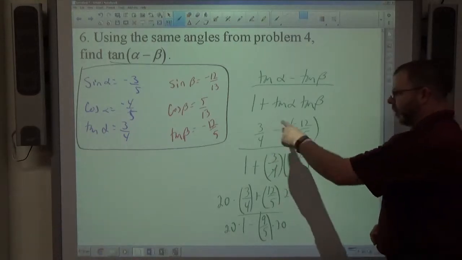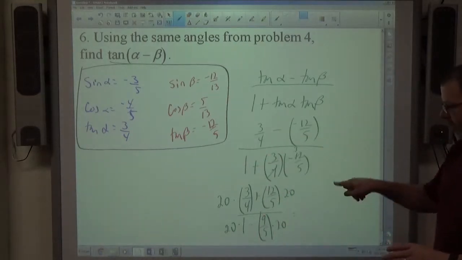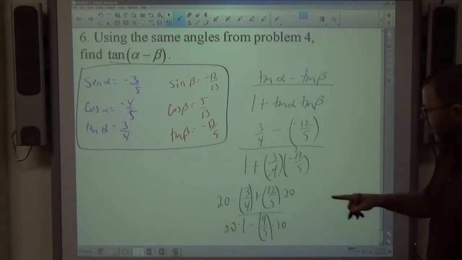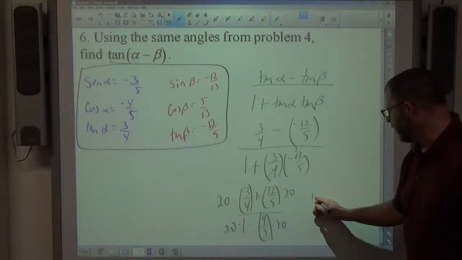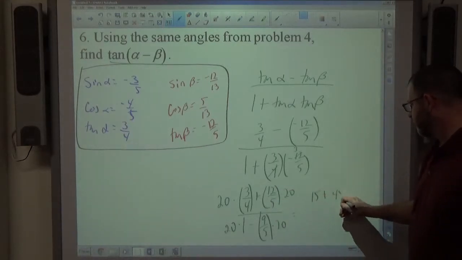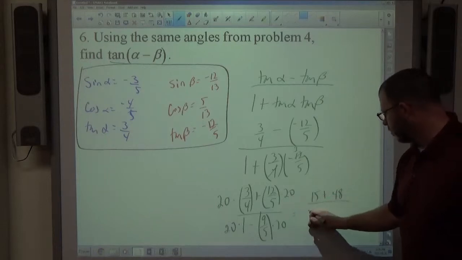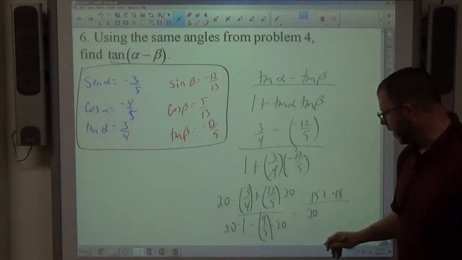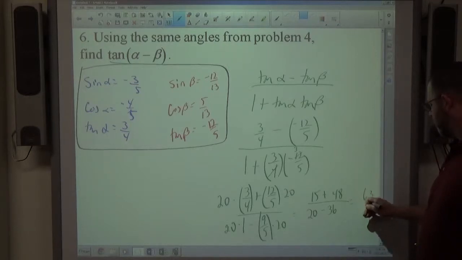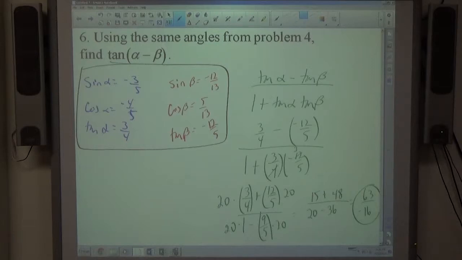You will usually get fractions and a whole number, so everything multiplies by 20. Fractions reduce first, then multiply. Whole numbers just multiply. So 5 times 3 is 15. 4 times 12 is 48. 20 times 1 is 20, and 4 times minus 9 is minus 36. So we end up with 63 over negative 16 for the tangent of alpha minus beta.